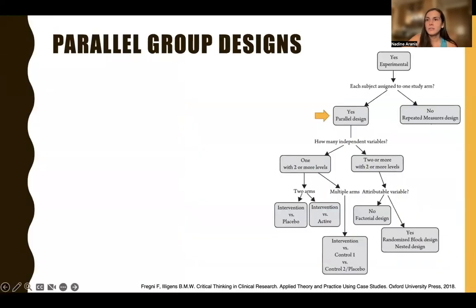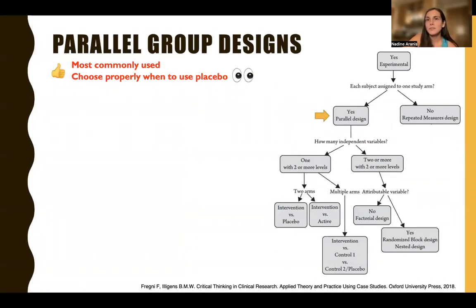Getting into the experimental studies, we can have parallel and non-parallel group designs, depending on whether the subject is assigned to one study arm or not. The first one that we're going to check is the parallel group design, which is the most commonly used. And I will show you some examples so that you can understand it better.